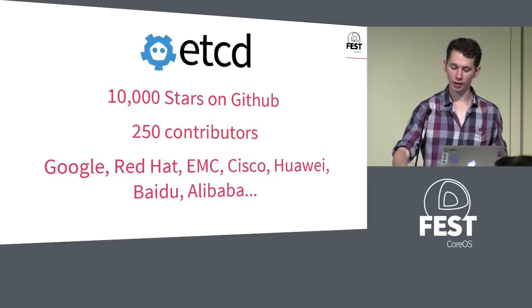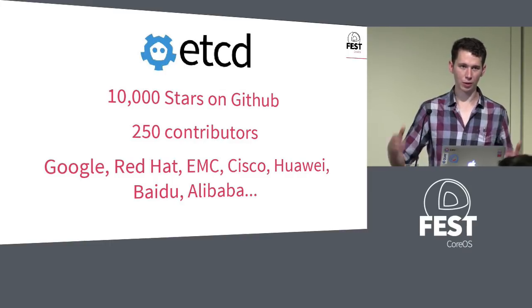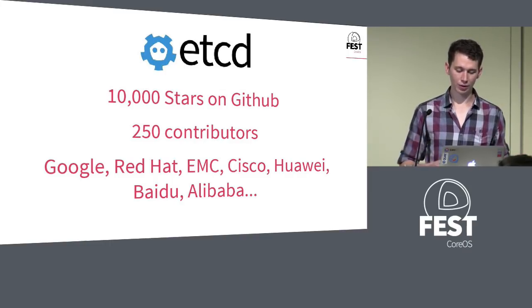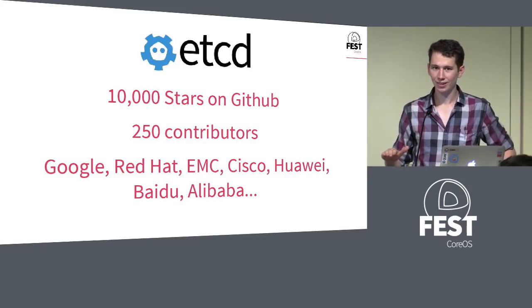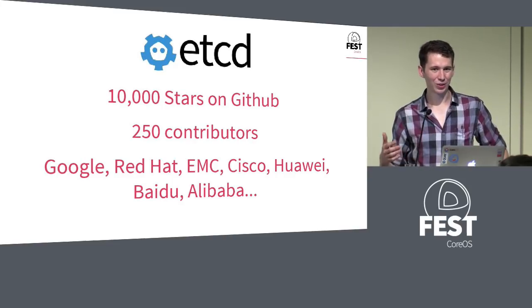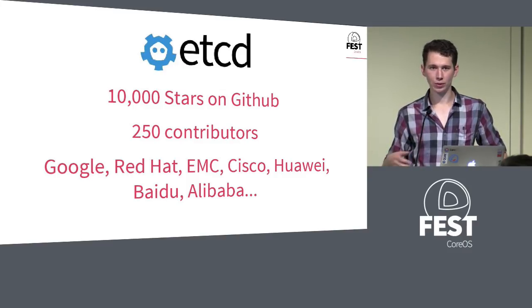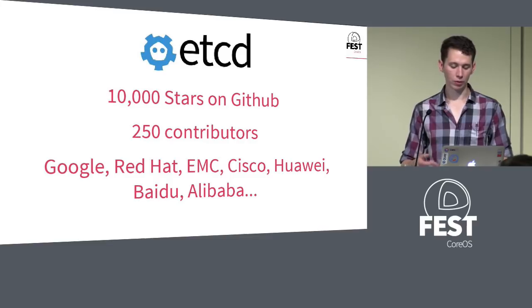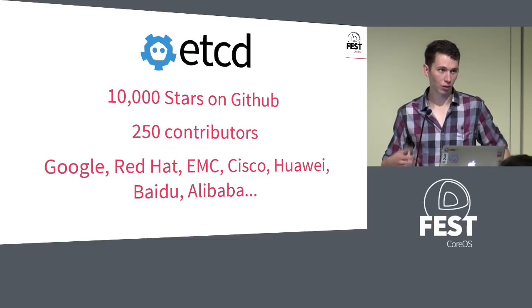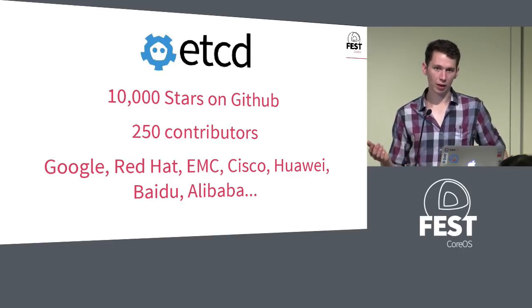So as a quick update on etcd, it's pretty popular at this point. Lots of stars on GitHub, which is the most important metric of open source software today. We have about 250 contributors to the project, people who have done both code contributions and filing issues from their production environments, et cetera. And it's used inside of products from Google and Red Hat and EMC and Cisco and Huawei and Baidu and Alibaba and many, many others.